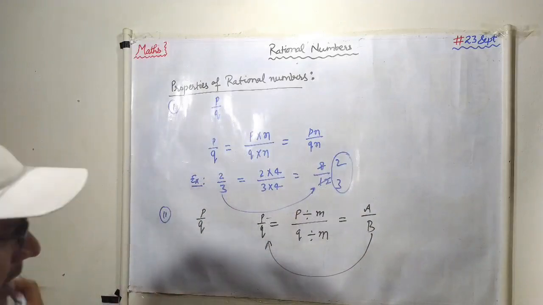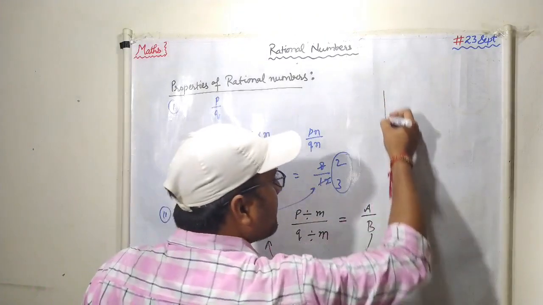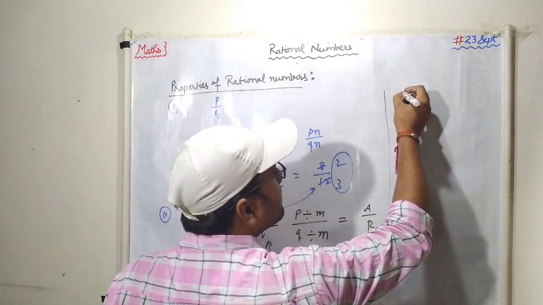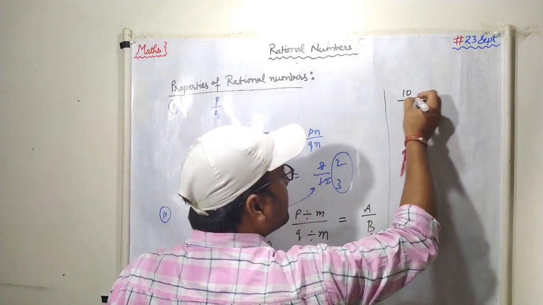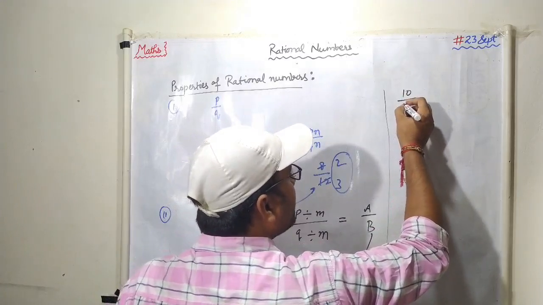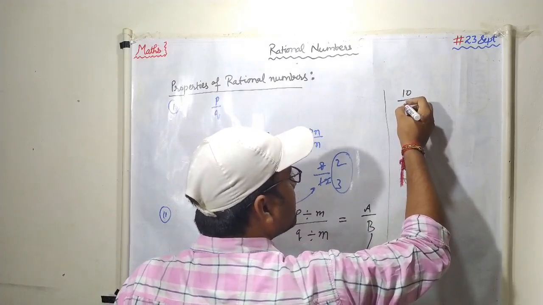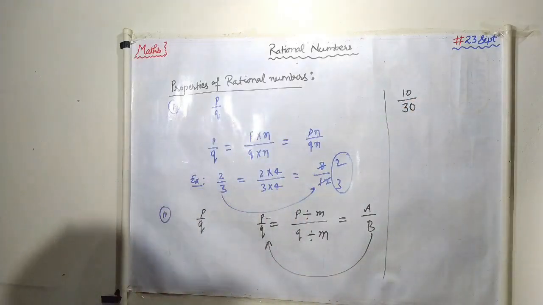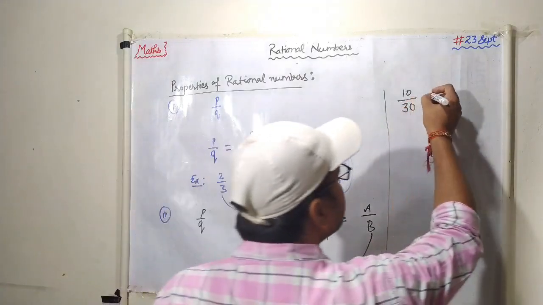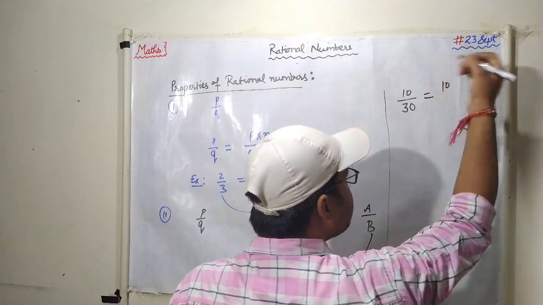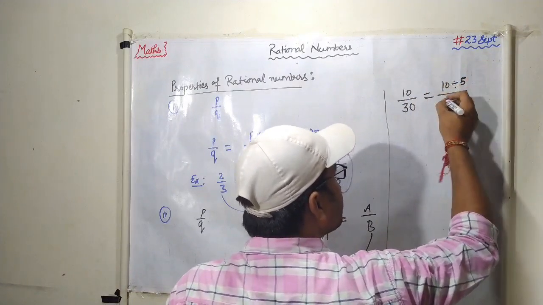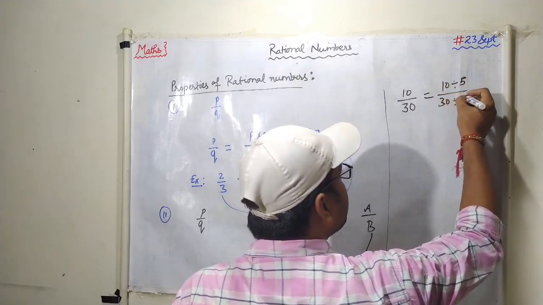Okay, as I will show you with an example. Suppose here it is 10 upon 30, and it is going to be divided by the same non-zero number. Suppose it is divided by 5. 10 is divided by 5 and 30 is also divided by 5.